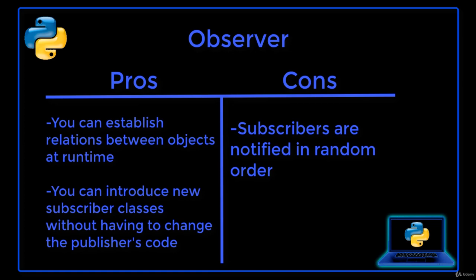Let's look at the pros and cons of using the observer design pattern. The advantages of this pattern are that you can establish relations between objects at runtime, and you can introduce new subscriber classes without having to change the publisher's code. The drawback of using observer is that subscribers are notified in random order.